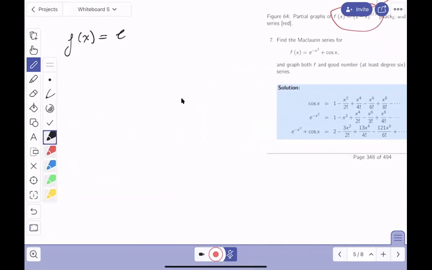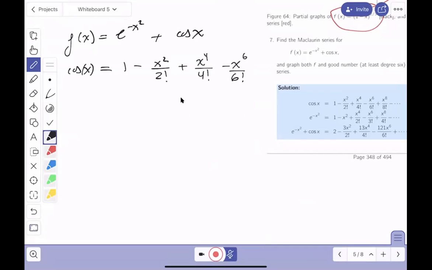It's going to be e to the minus x squared plus cosine x. Well, I'm going to write down cosine x first because it's easy. What's that going to be? 1 minus x squared over 2 factorial. And again, I don't enjoy writing this down, by the way, but I can. Plus x^4 over 4 factorial minus x^6 over 6 factorial. And I think you get the idea that I could write that down for a very long time.